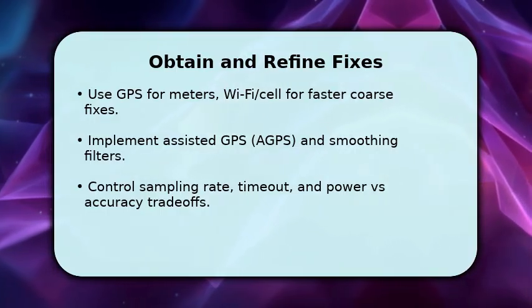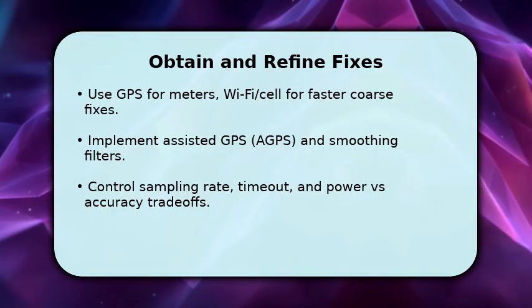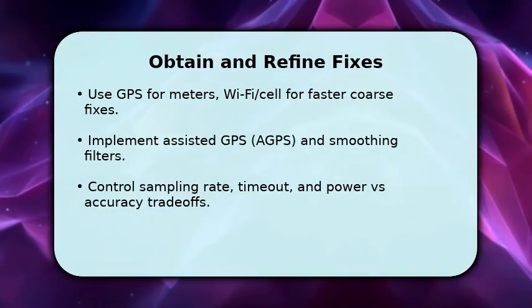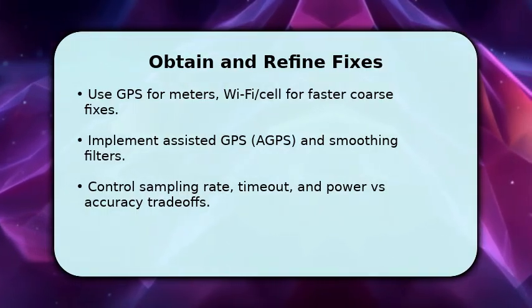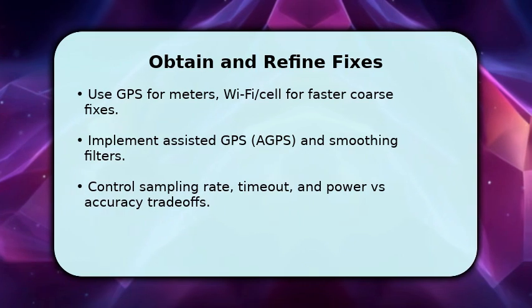Make sure to adapt sampling intervals. Higher frequency improves tracking but drains battery, so dynamically lower rate when speed is low. Finally, tag each sample with accuracy.